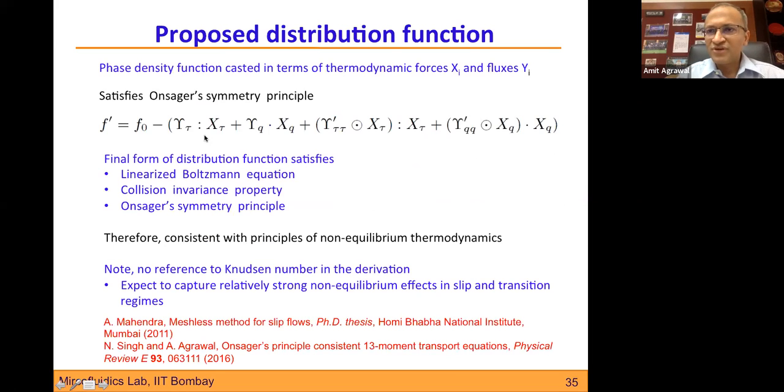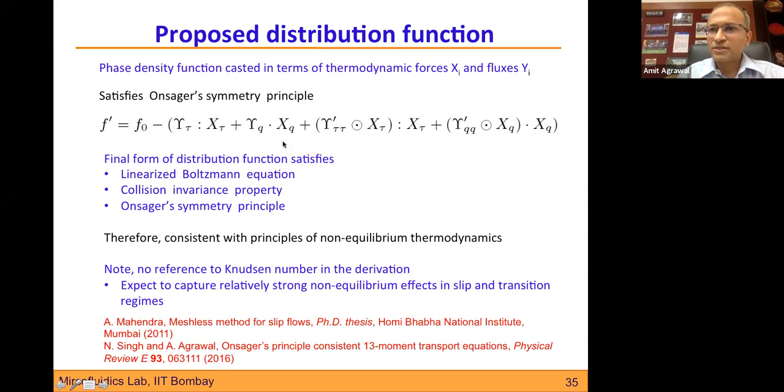Very quickly, what we did is try to write out the distribution function. Earlier the distribution function was written as f0 plus epsilon times f1 term and so on. Here we shun that approach altogether. We write it out in terms of basic thermodynamic quantities, in terms of forces and fluxes. This was an approach essentially given by Mahendra in his PhD thesis done at HBNI Mumbai. Not with us, it's a different group. But we started looking at his thesis work and then generalized that approach.